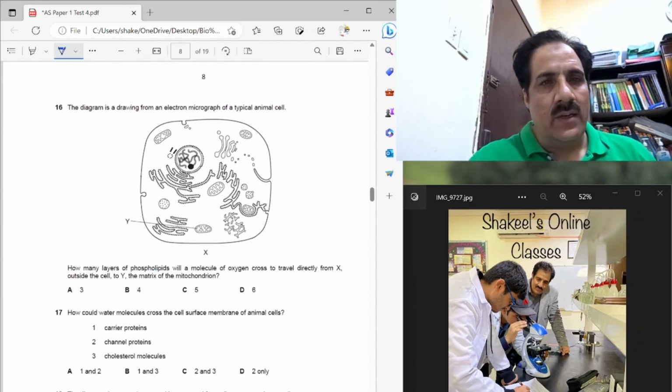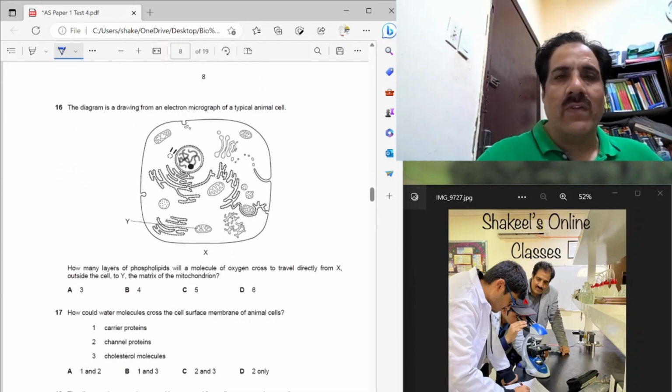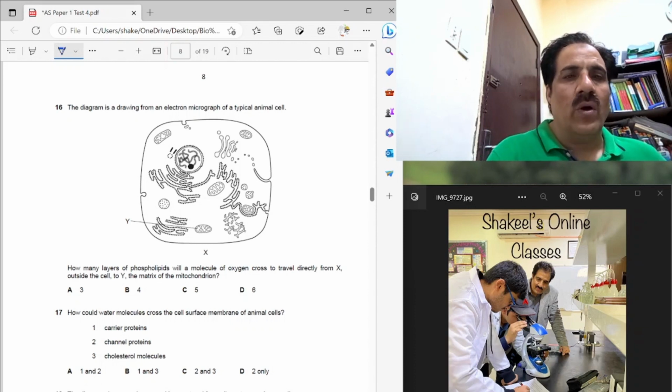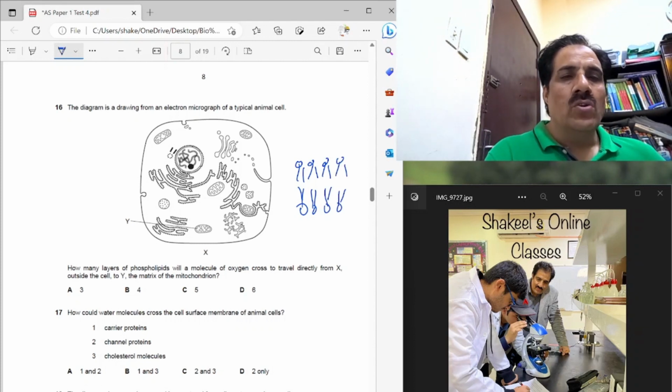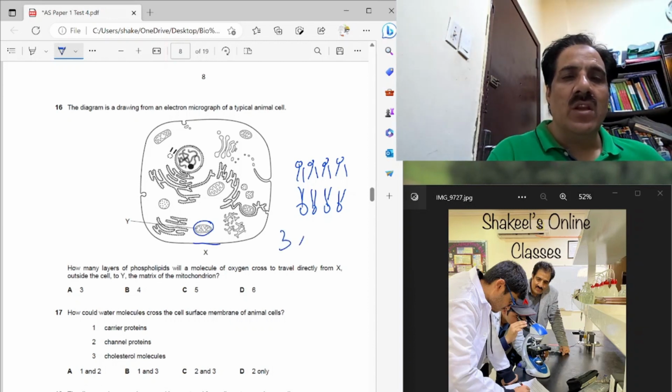Now question number 16. The diagram is a drawing from an electron micrograph of a typical animal cell. How many layers of phospholipids will a molecule of oxygen cross to travel directly from X outside the cell to Y? So we know each membrane contains 2 phospholipid layers. It means each membrane is a bilayer. So we'll see how many membranes the oxygen molecule has to cross from here. First of all, the cell membrane, then the outer membrane of mitochondria, then the inner membrane of mitochondria. So these are 3 membranes. 3 membranes multiplied by 2 because each membrane has 2 phospholipid layers. So 6 phospholipid layers is the correct answer.